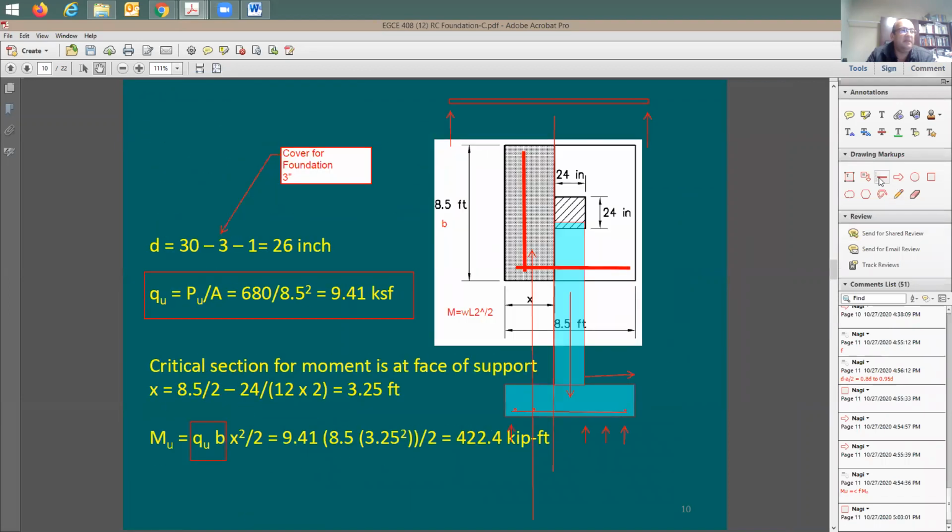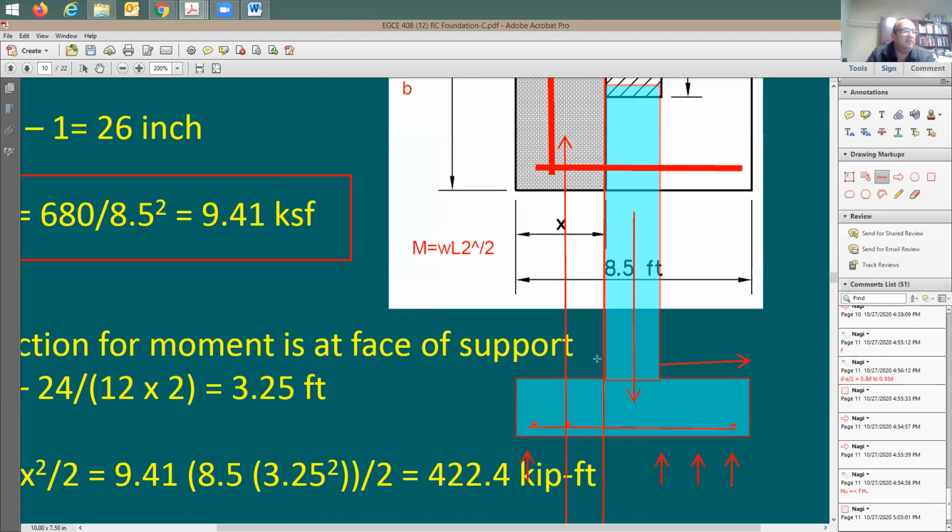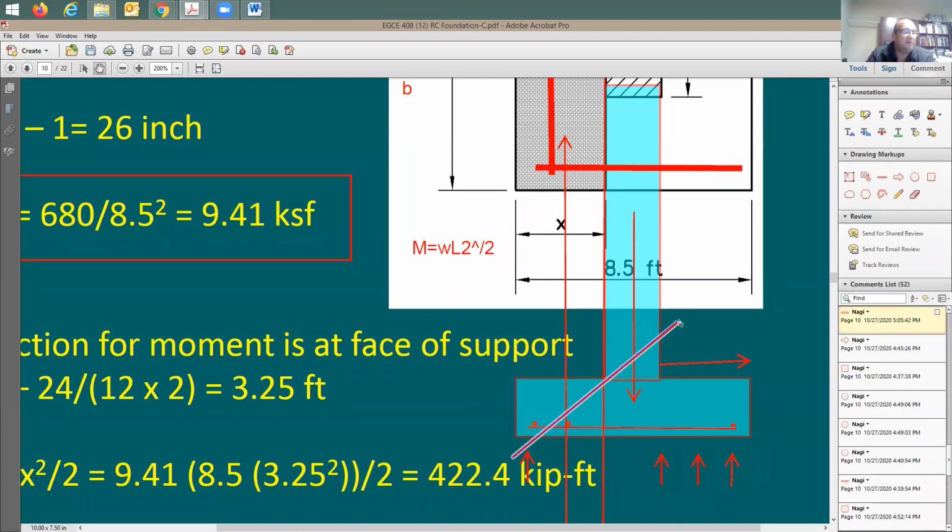D distance means it's going to be coming from this column. It's going to be taken from here. Go D distance like this. See this? Now where's the critical section? The critical section is going to be right here. I'm going to be drawing vertical lines right here, right?